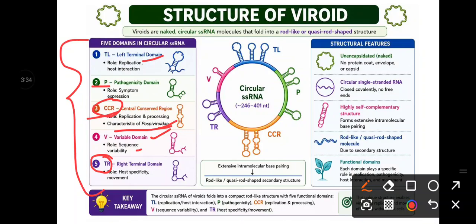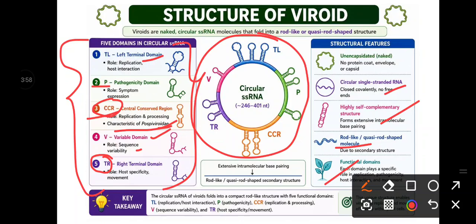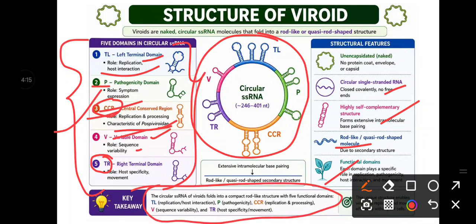Then the structural features we have already discussed: it is unencapsidated, no protein coat, a single-stranded RNA molecule with self-complementarity forming rod-like structure, and it has 5 functional domains. If it is asked in the ARS mains exam, you can draw it for a 15 or 10 marks question and simply mention these things. This will look very good, and you should remember the function of each domain, so that it will be helpful for your MCQ-based questions. Remember these things. In short, it is written.